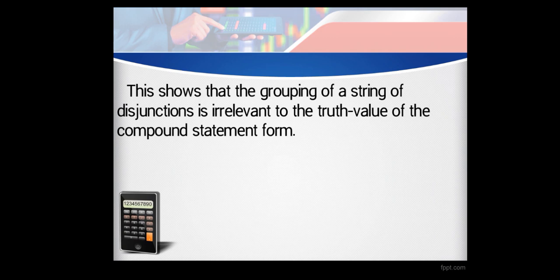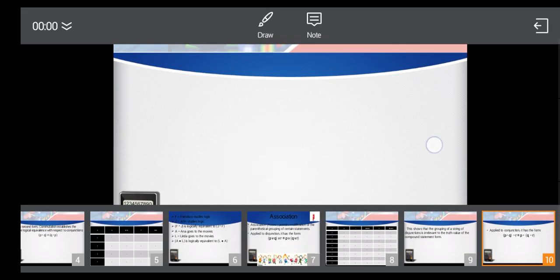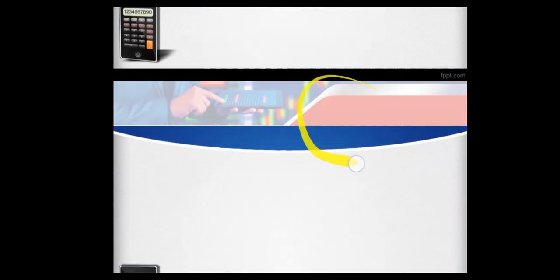So next, this shows that the grouping of a string of disjunctions is irrelevant to the truth value of the compound statement form. Then, applied to conjunction, it has the form. Kung disjunctions kanina, ngayon, conjunction naman. So, for conjunction, we have here the quantity of P and Q and R is equivalent to P and the quantity of Q and R.